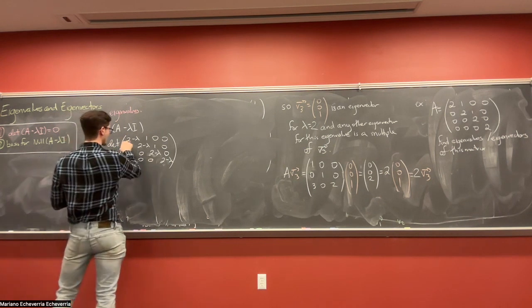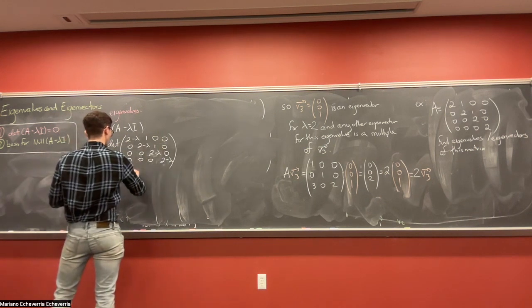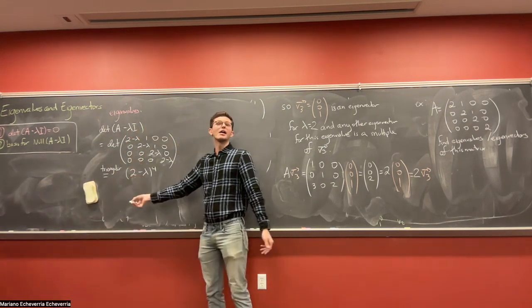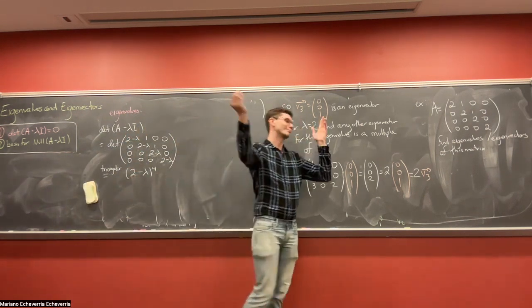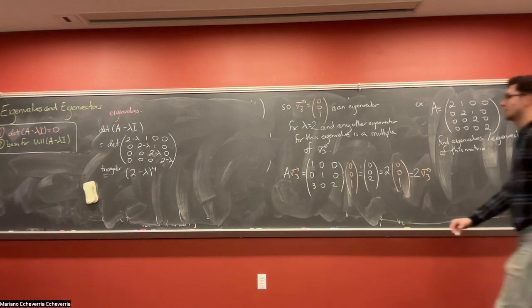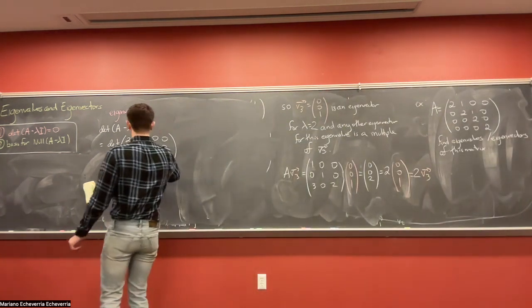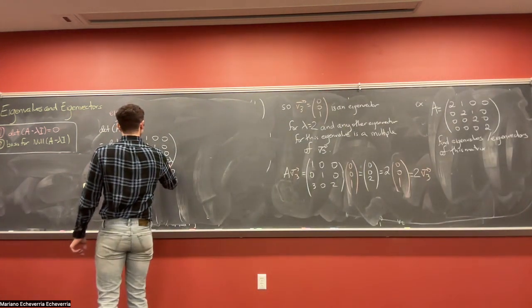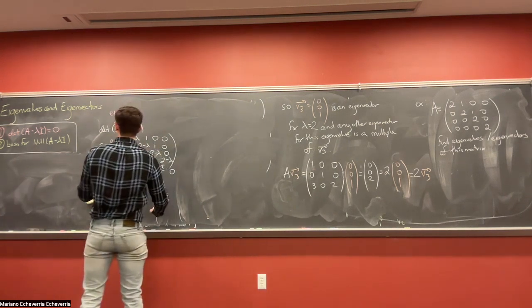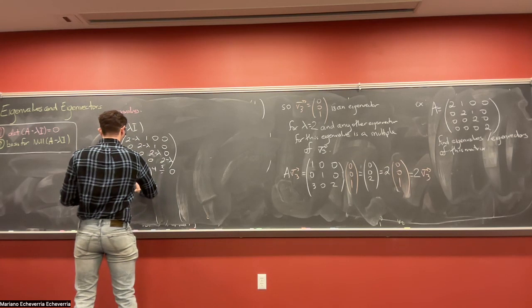So you get 2 minus lambda to the 4, which again means if you were to expand this out, you would get something that starts with lambda to the 4, basically. And you want to know when that is equal to 0. Well, there's only one case here, lambda equals 2. So there's actually only one eigenvalue for this matrix.